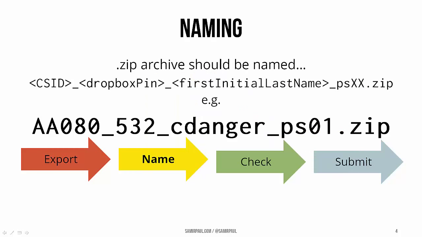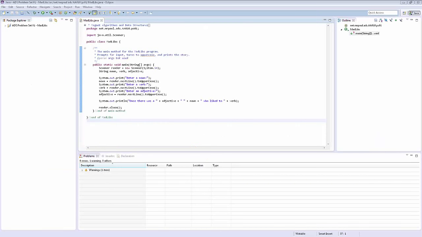Likewise, it's really important that your files are all named properly. That includes using your CSID, your Dropbox pin, your first initial and last name, and the problem set number itself. But again, let's take a look in Eclipse. So if you finished a problem set, it probably looks something like this. You've got your code, you've got your problem set here in the package explorer.